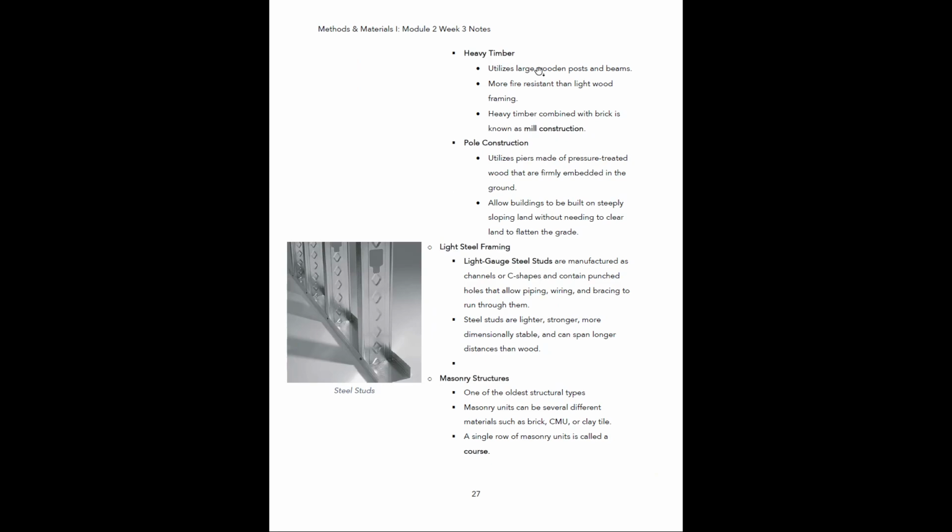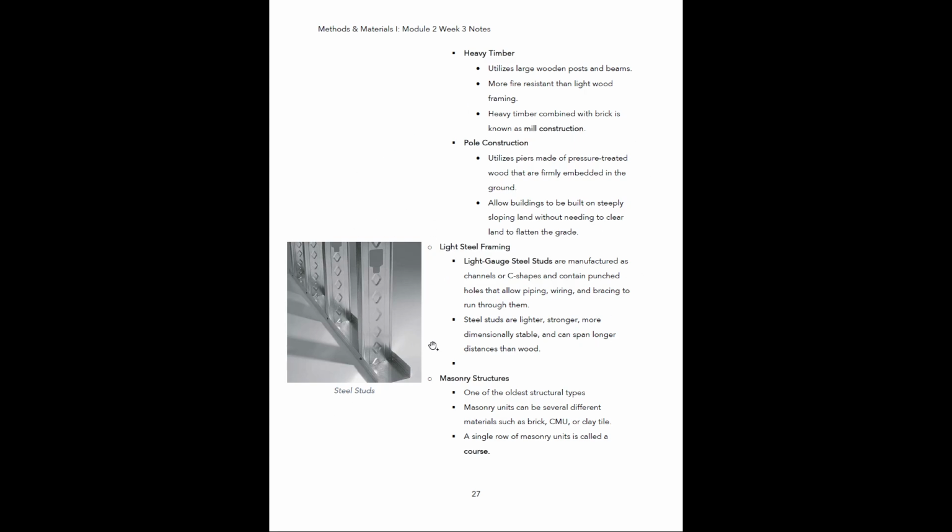All right, we also have heavy timber structures. So these utilize large wooden posts and beams. They're more fire resistant than light wood framing, and heavy timber construction that is combined with brick is known as mill construction. On top of that is pole construction. So these utilize piers made of pressure-treated wood that are firmly embedded down into the ground, and these allow buildings to be built on top of steeply sloping land without needing to clear out the land and flatten the grade.